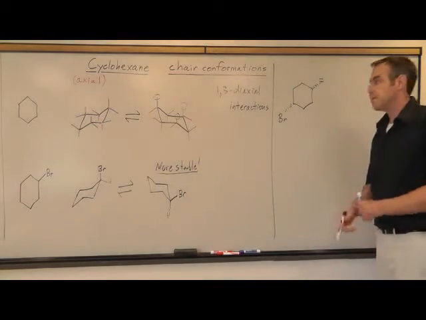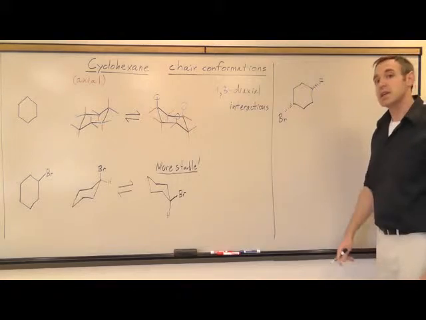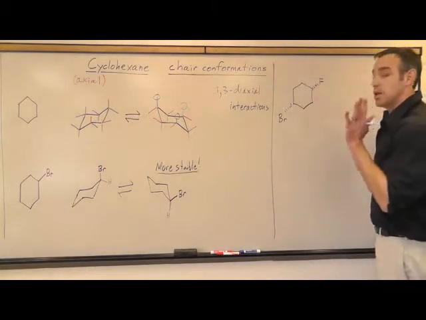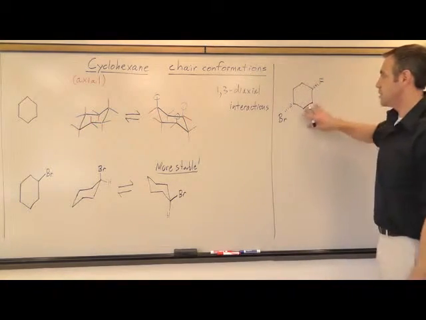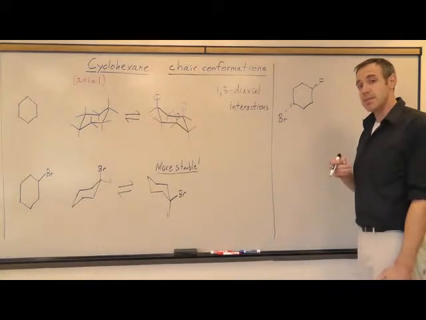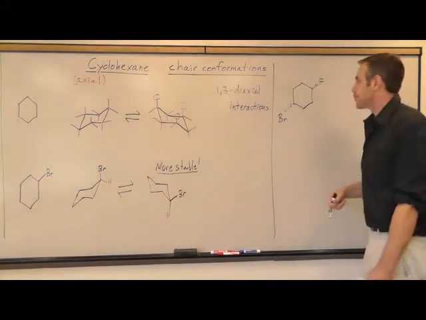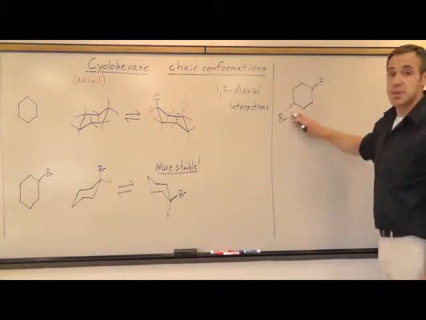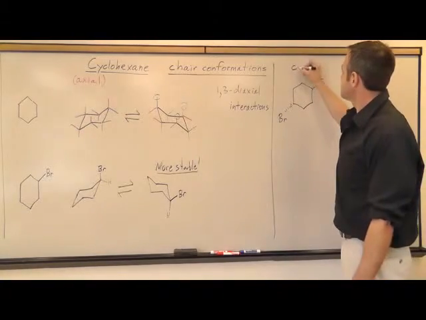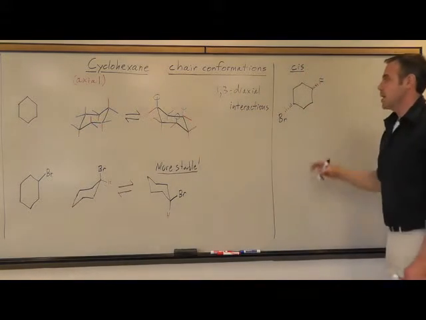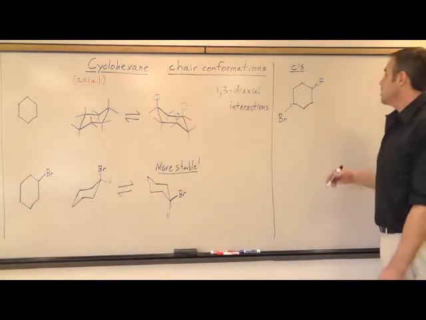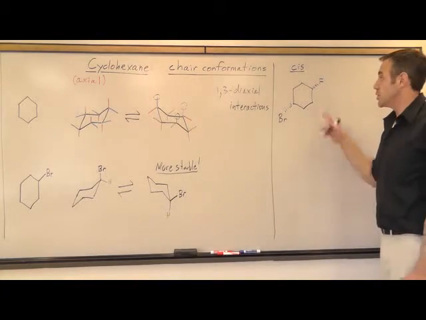Now I've drawn in dashes to indicate that the fluorine and the bromine are both specifically going away from us relative to the body of the cyclohexane. And so they're both generally oriented in the same direction. What this relationship is called is a cis relationship. Now this specifies some things when it comes to drawing a chair conformation. So we can go ahead and draw two different chair conformations for this structure.